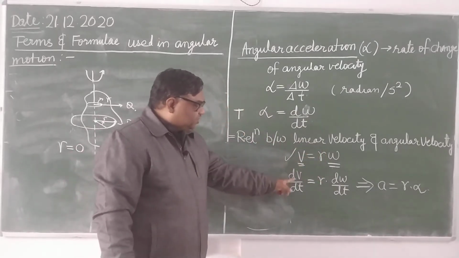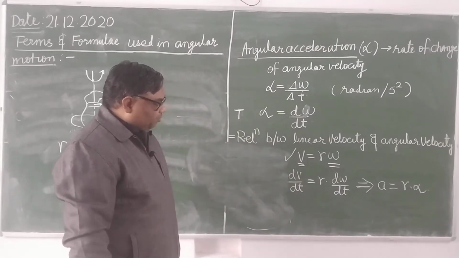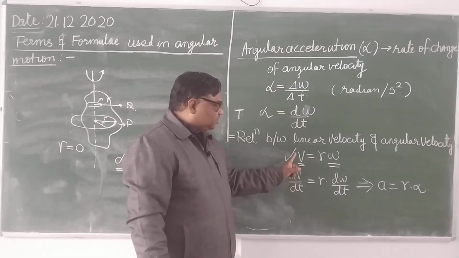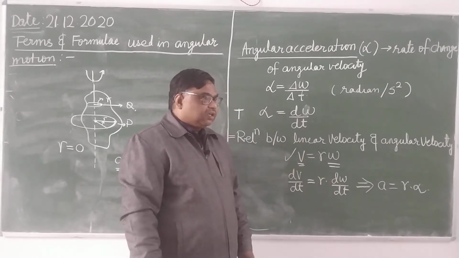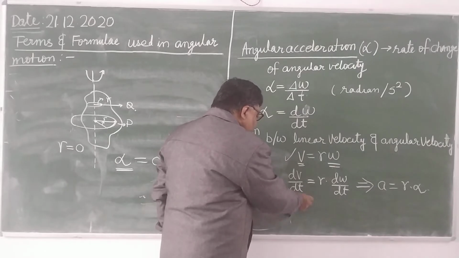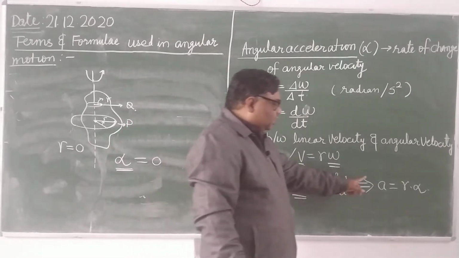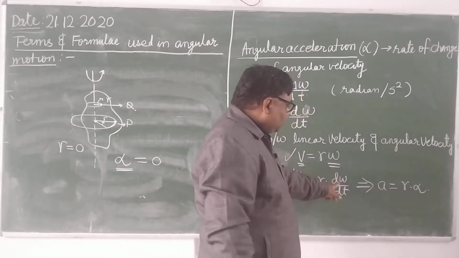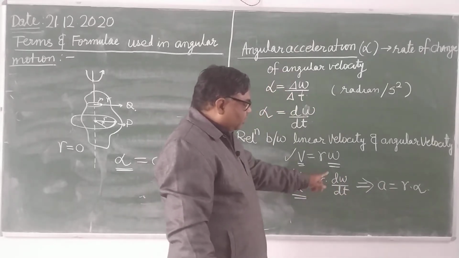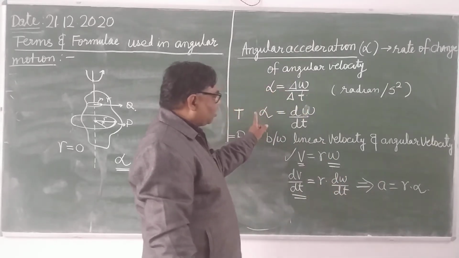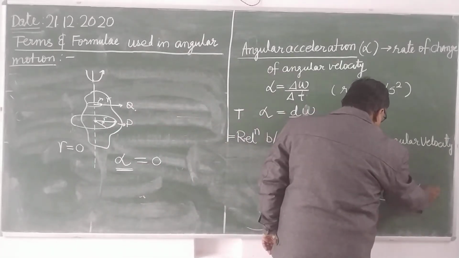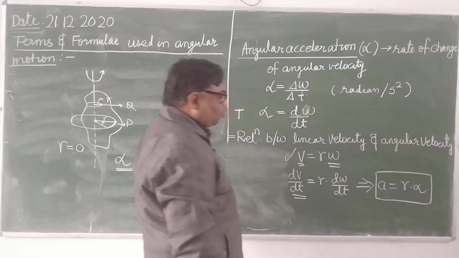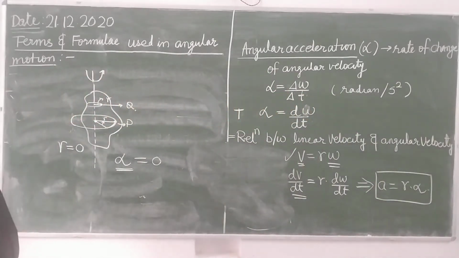Now, if you differentiate it with respect to time, dv upon dt equals r into d omega upon dt. What is dv upon dt? It is the rate of change of velocity, that is acceleration. What is d omega upon dt? It is the rate of change of angular velocity, that is alpha. So this is the relation between acceleration and angular acceleration.